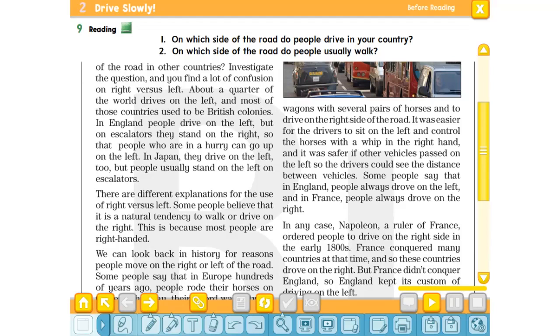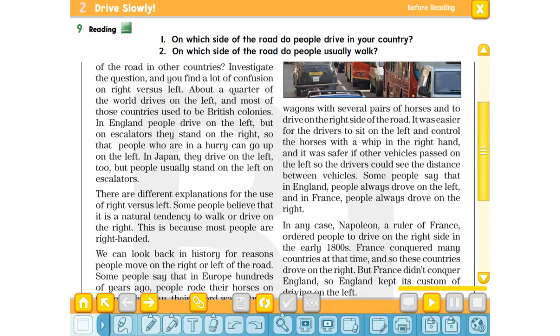There are different explanations for the use of right versus left. Some people believe that it is a natural tendency to walk or drive on the right. This is because most people are right-handed. Thank you, Shakir.